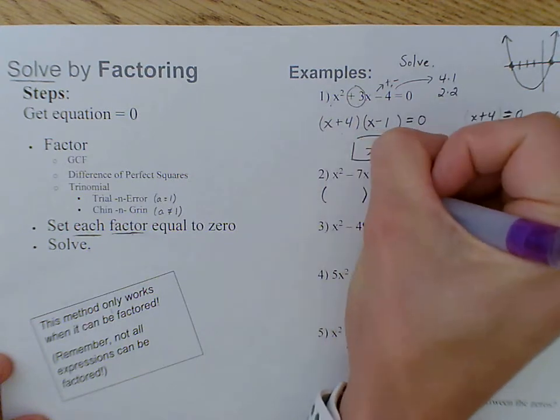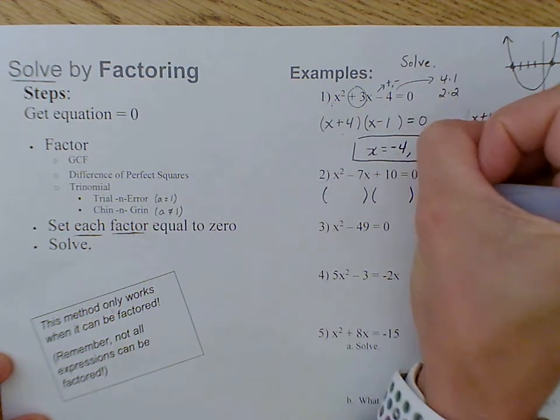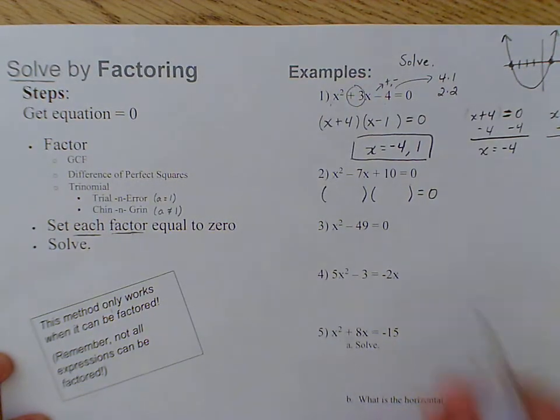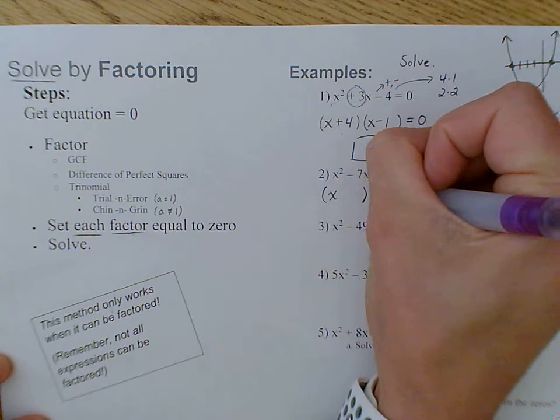So I'm going to put my 2 parentheses. And I already checked for a GCF. They didn't have anything in common, so we're good there. And then you factor what times what gives me x squared. It'd be x and x.